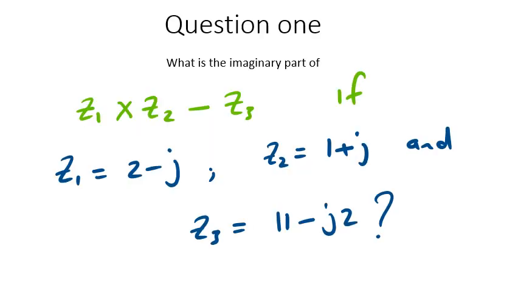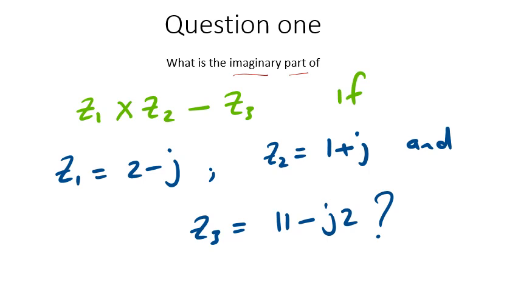First question, what is the imaginary part? Have a look, focus, focus. The imaginary part of Z1 times Z2 minus Z3, if these numbers are given as Z1 is 2 minus J, Z2 is 1 plus J, and Z3 is equal to 11 minus J2. Okay, so let's have a look at that very carefully.